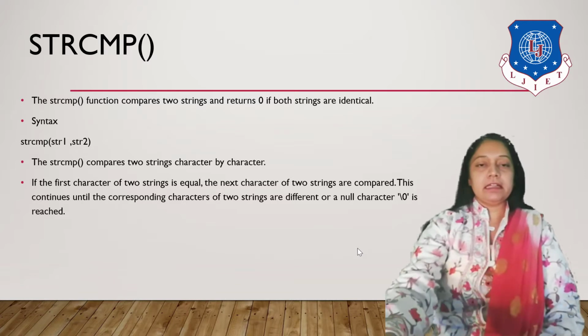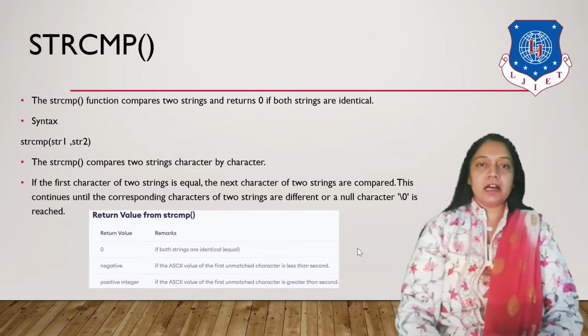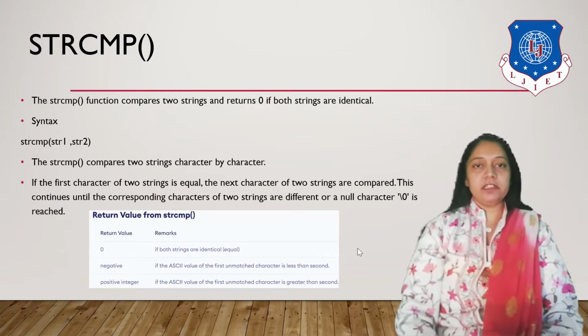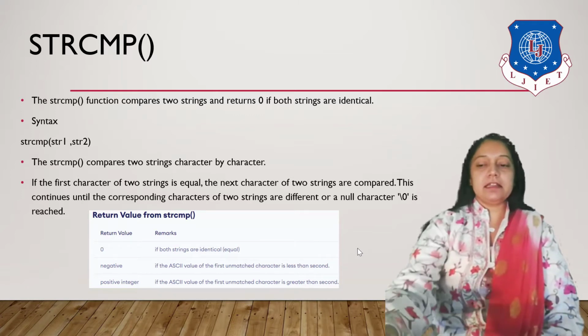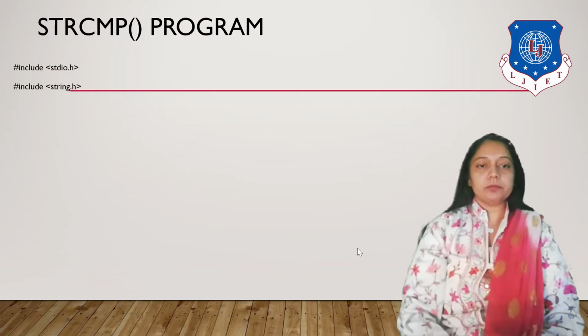If all the characters of one string are equal to those of the other string, then 0 is returned. If there is any mismatch in the characters between the two strings, then we'll get a value which can be positive or negative. The positive or negative value is just the ASCII code difference of the two characters. Let's understand this with a small program.